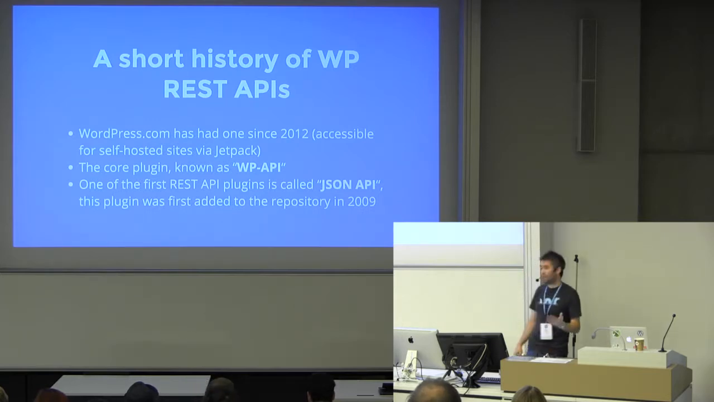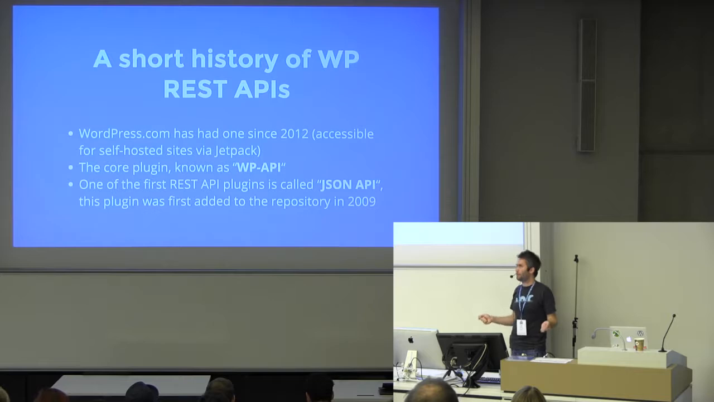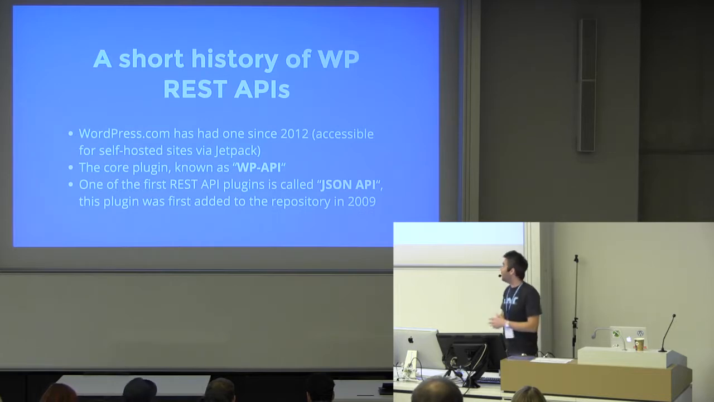The core plugin, which is known as WP API, is a project that I think began in earnest in 2013 as part of the Google Summer of Code. I think it was 2013. And so it's been running for quite a while now. It's available as a plugin, and I'll have links at the end. You can just install it, and then you get a REST API.